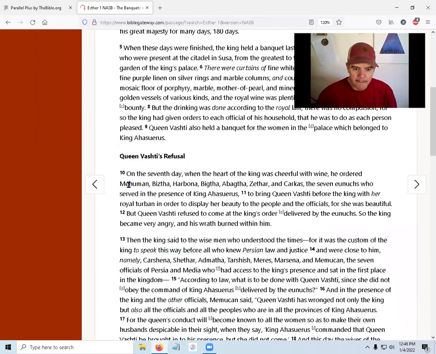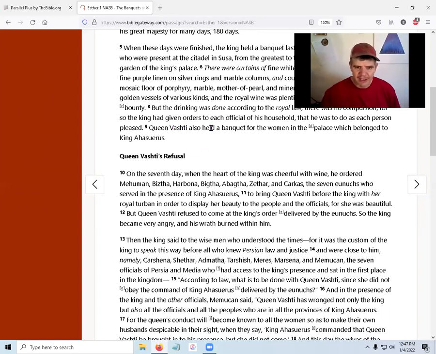He ordered Mehuman, Biztha, Harbona, Bigtha, Abagtha, Zethar, and Carkas, the 7 eunuchs who served in the presence of the king Ahasuerus, to bring Queen Vashti before him with her royal turban, in order to display her beauty to the people and the officials, for she was beautiful. But Queen Vashti refused. All right, she refused. He's like, hey, we're going to display her royal beauty, but she's like, nope, I refuse.